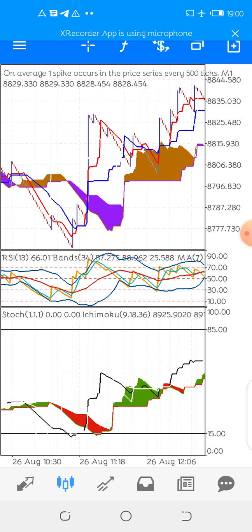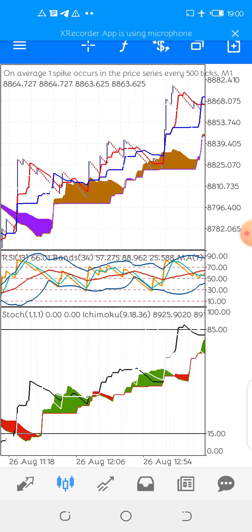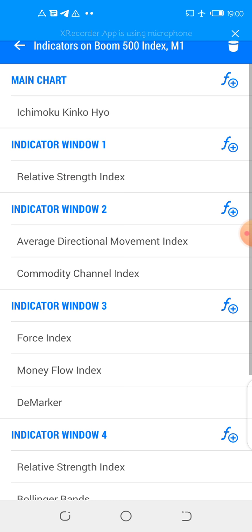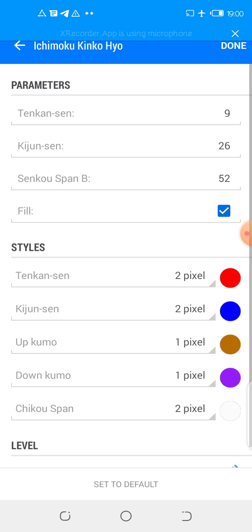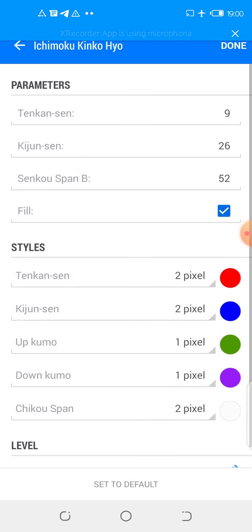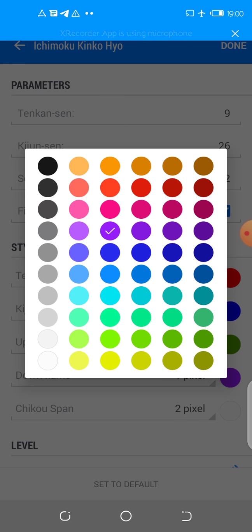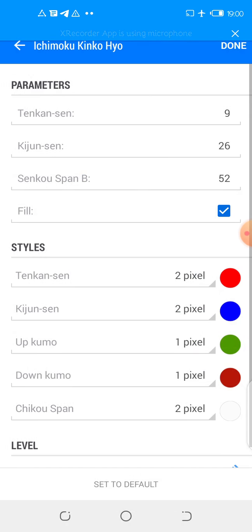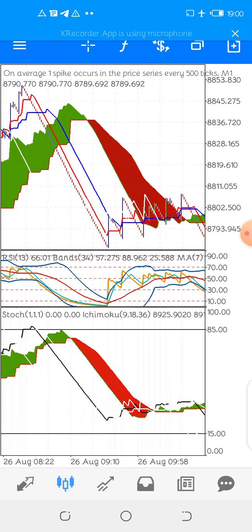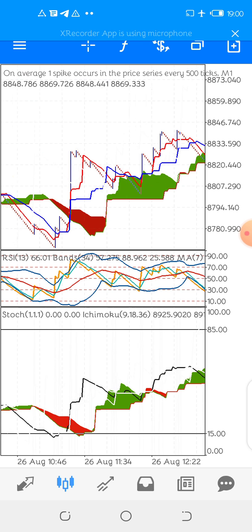So on the main chart, let me change the colors because it will be much easier. The brown one is the up, the purple one is down. So these are the indicators. I love up being green, and then the purple one is the down, which is red. When it is set like that, it will help to identify it faster. Yeah, that is even much better.